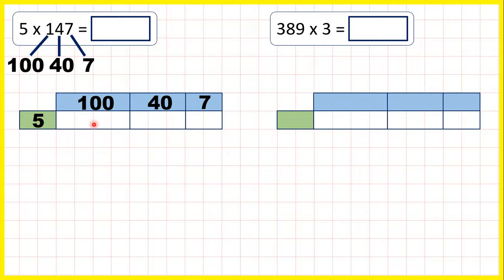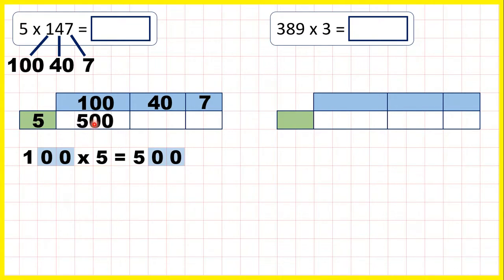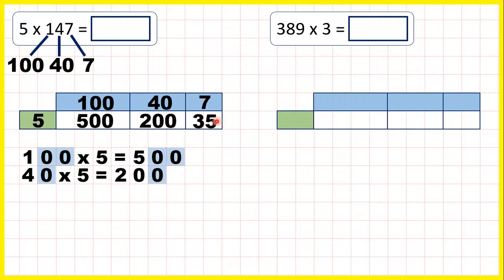Now for this box here, we're doing 100 times 5. That's 500 because 1 times 5 is 5. Then if we have 2 end zeros in a multiplication, we have 2 end zeros in the answer. So 500 goes in this box here. And in this box, we're doing 40 times 5. That's 200 because 4 times 5 is 20. And then if we have an end zero in the question, we need an end zero in the answer. So that's 200. And now 7 times 5 is 35.